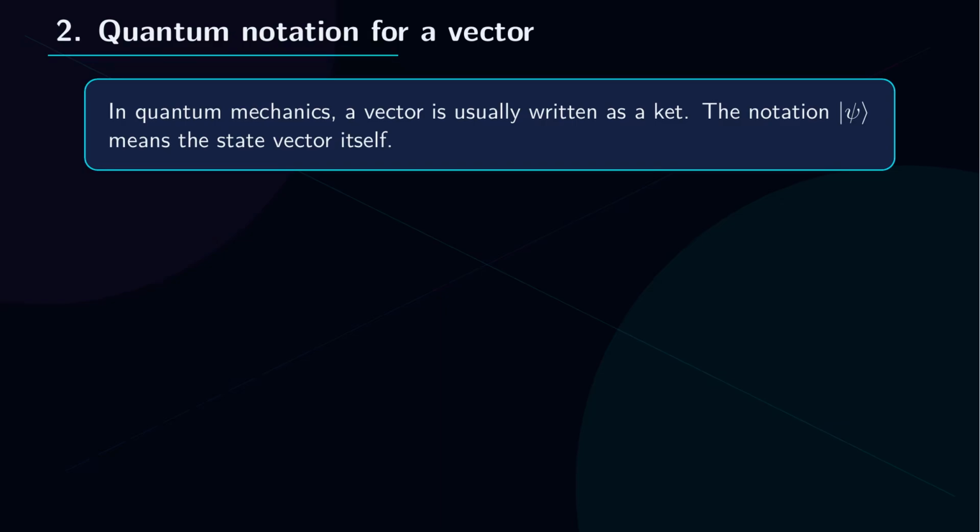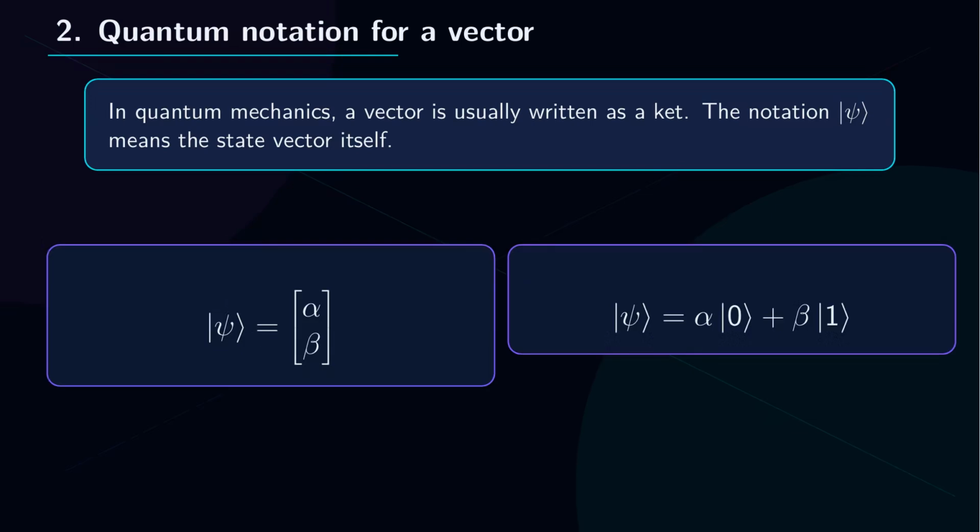With that geometric picture in mind, let us write the same idea formally. In quantum mechanics, a state vector is written as a ket, such as ket psi. Once a basis is chosen, the state can be written either as a coordinate column or as a linear combination of basis kets. These are equivalent descriptions.